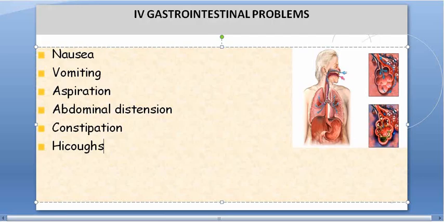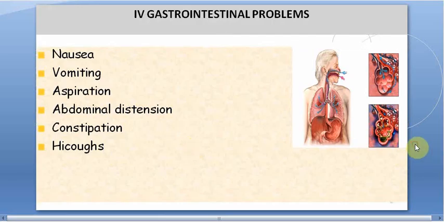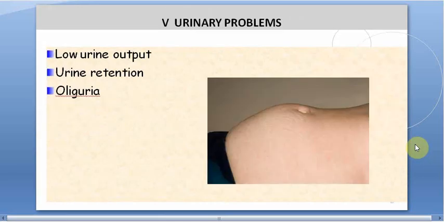Next one is hiccups. Now, these hiccups can be seen usually after general anesthesia, and sometimes it could be because of some mild injury or toxins or trauma and all. So to prevent these hiccups soon after the surgery, you can give them a little ice cold water. We can ask the patient to hold the breath, or gentle pressure can be given on the diaphragm, so it can reduce the hiccups. Next is urinary problems.